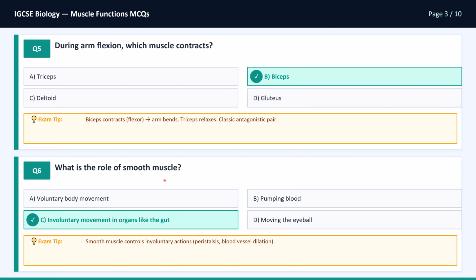Question 6. What is the role of smooth muscle? Option A, voluntary body movement. Option B, pumping blood. Option C, involuntary movement in organs like the gut. Option D, movement of the eyeball. And the correct option is option C, involuntary movement in organs like the gut. Exam tip: smooth muscles control involuntary actions, peristalsis, blood vessel dilation.